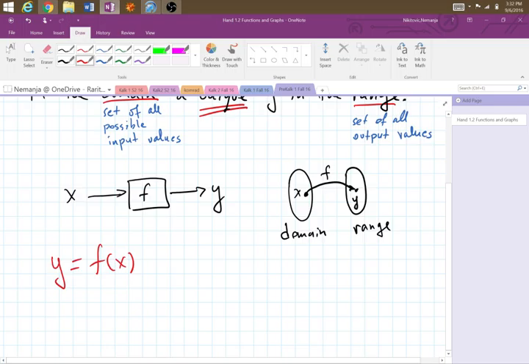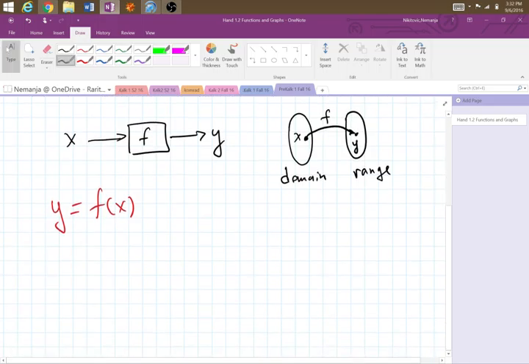This is read y equals f of x. And it's not a multiplication, it's not f times x. It is x is embedded in f. And a quick example would be y equals x squared minus, let's say, 3. So if you quickly take a look over here, y is a y, equal is equal, and then this x squared minus 3 is the entire f of x.